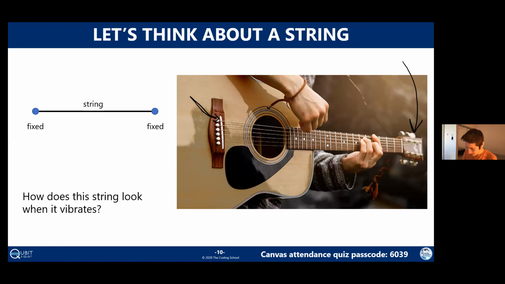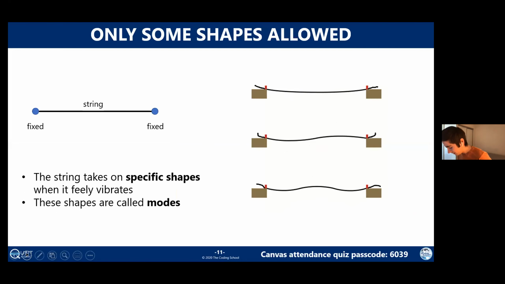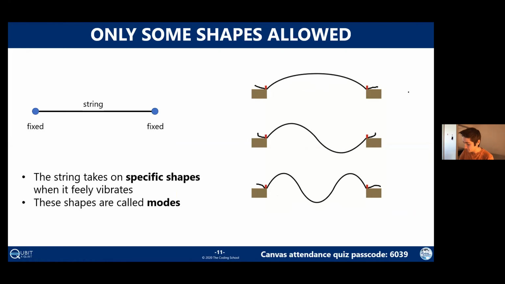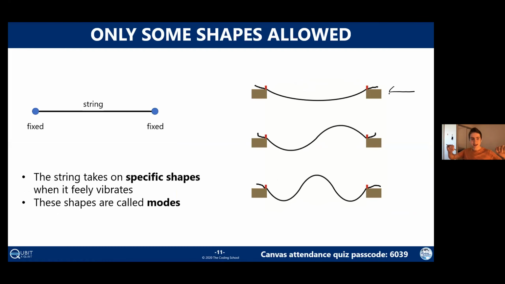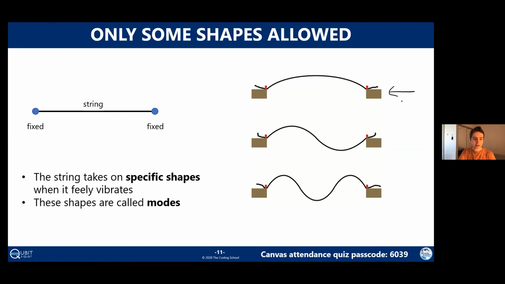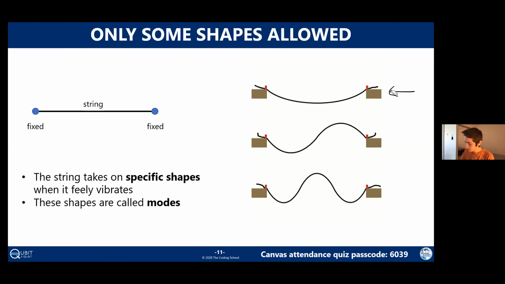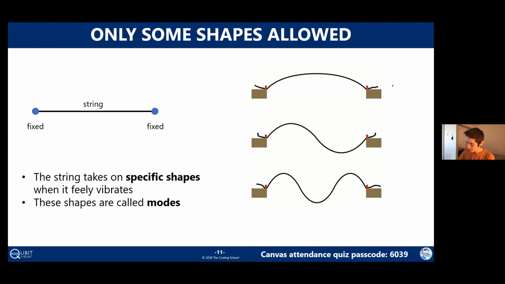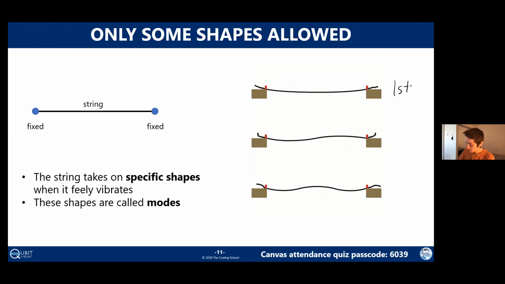Exactly. So let's go to the next slide and see how this string looks. Probably what you imagined, based on how I described it, is the first one here. You would imagine it staying fixed at both ends and vibrating up and down in this sort of wave-like pattern. We're going to call this the first mode.